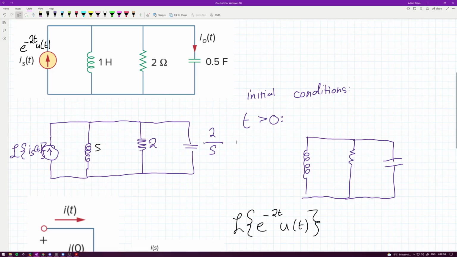Sorry to interrupt, but yes, I think you wrote for initial conditions 0 t is greater than 0, and I think that's confusing people. Yes, it is confusing people. Yes, there you go. Thank you.